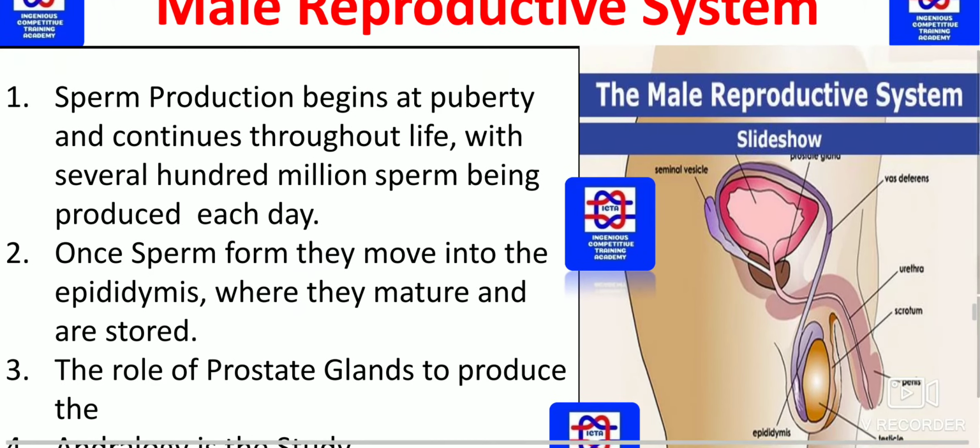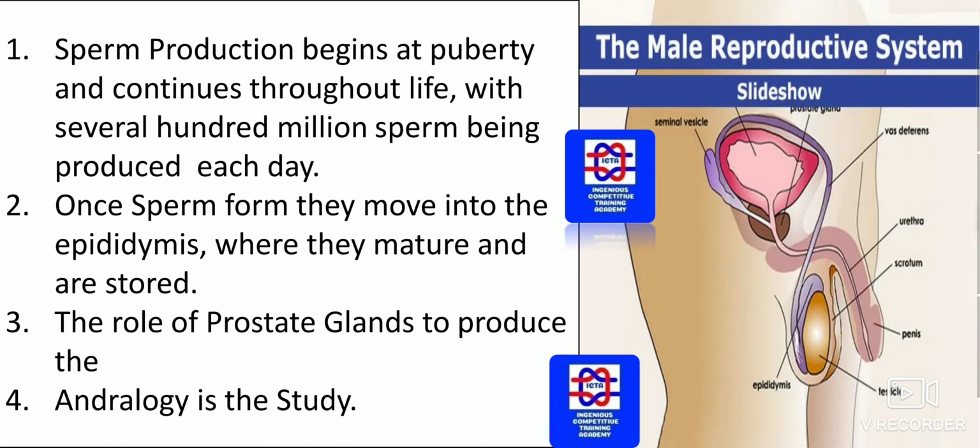Male reproductive system, as you can see, has been given to the right. Sperm production begins at puberty and continues throughout life, with several hundred million sperm being produced each day. Once sperm form, they move into the epididymis where they mature and are stored. So you should remember the place where the sperm are stored is the epididymis.